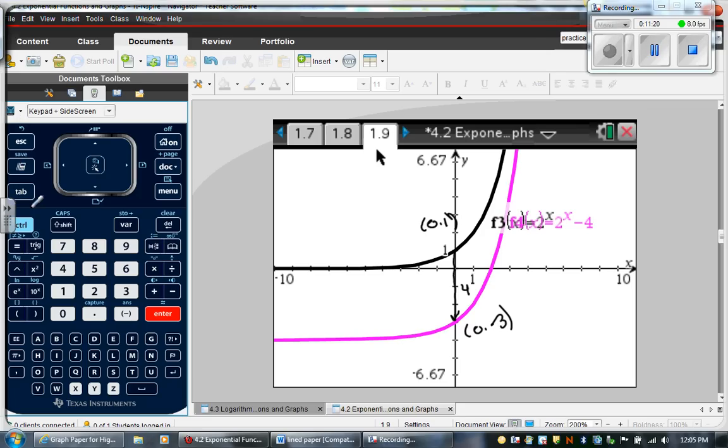And remember with these, our original has that horizontal asymptote at y equals 0. It also shifts that asymptote. So now the asymptote for this function becomes y equals negative 4. It didn't change the asymptote for my last function. It only changes it if there's a vertical translation, not a horizontal. So let's take a look at one more of these.